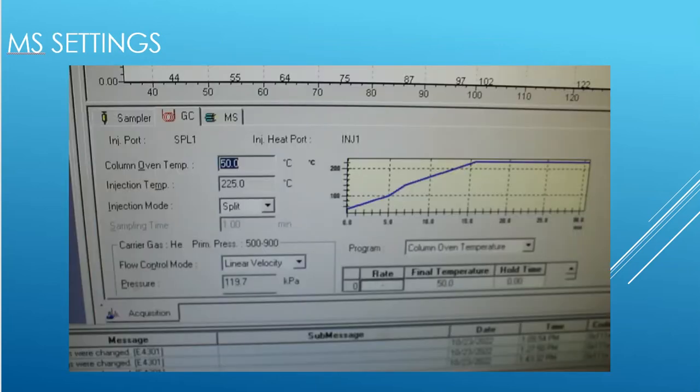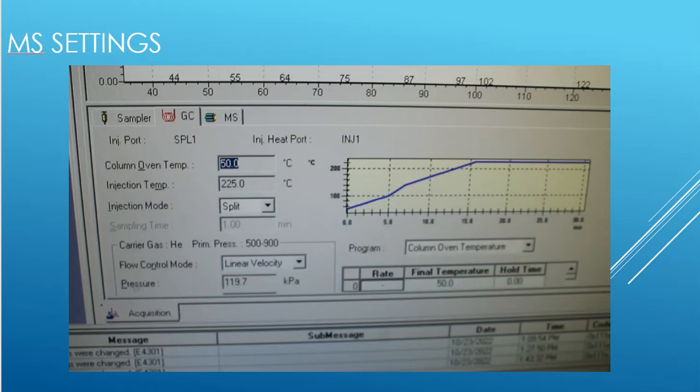All right, so now what I want to show you is a little bit of the software screen. What's showing on my computer? What do I have to do as a user to go into an MS and kind of take a look at this screen and make sure that my settings are appropriate? So up here at the top, you will see 3 tabs. You'll see a sampler tab, a GC tab, and a mass spec tab.